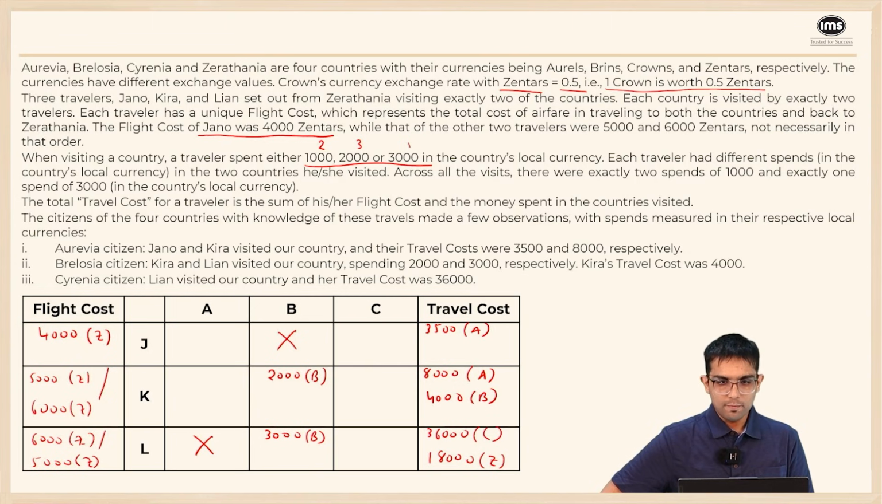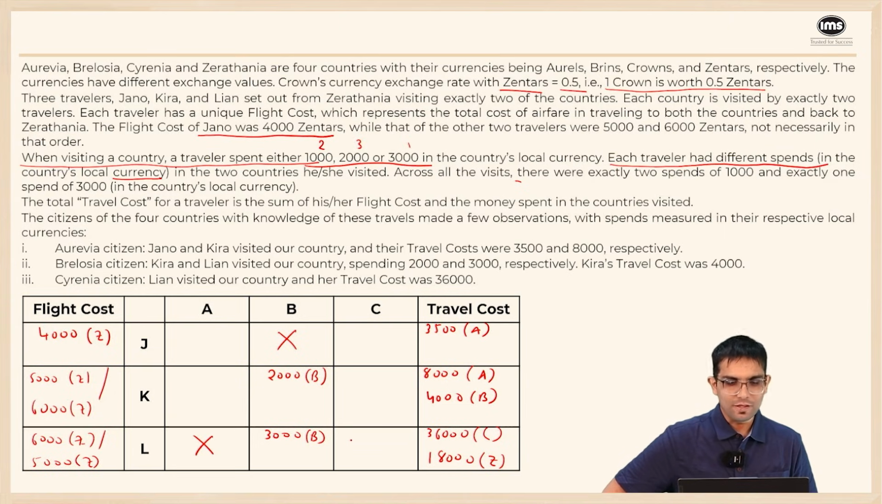Now there is a very important line which says that all the travelers, yeah, this is the line. When visiting a country, a traveler spends 1,000 or 2,000 or 3,000 in the country's local currency. Each traveler had different spends in the country's local currency. So I know that if this is 3,000, this cannot be 3,000. Anyways, 3,000 was used once. Now this could be 2,000 or 1,000.